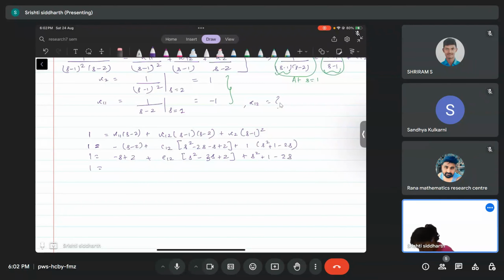Okay, so let's club terms together. So S square are C12 plus 1. And we have some S terms minus 1, minus 3 C12, and minus 2. Then we have plus 2, okay, plus 2 C12 plus 1.